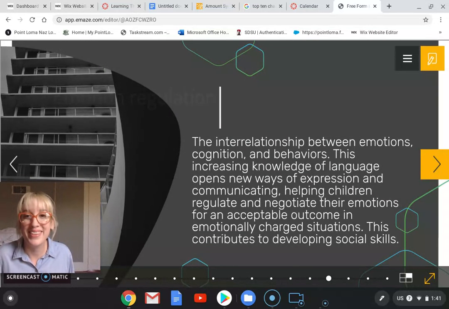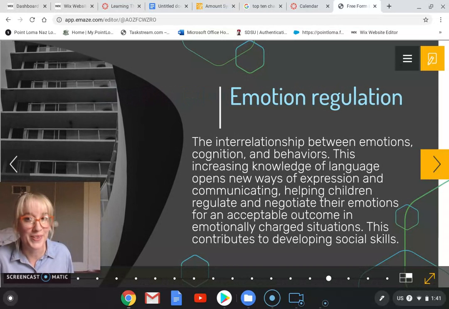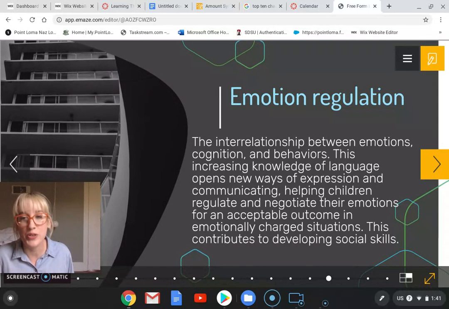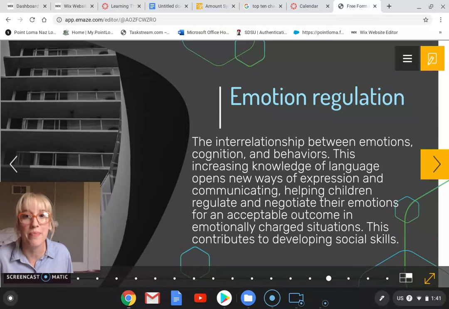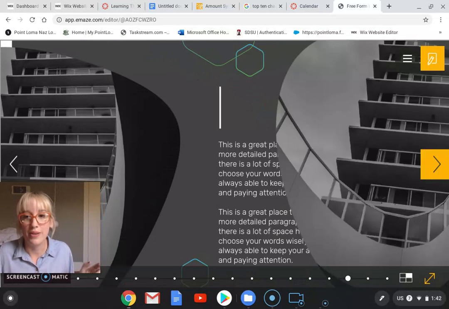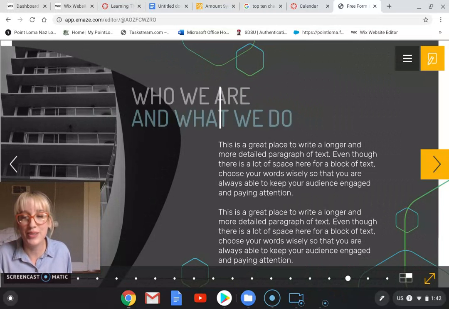The next term we learned about in our readings, emotional regulation. It's really important. It's this interrelationship between emotions, cognition, and behaviors. As a child is gaining all this new language acquisition, it's opening up new ways to express and communicate. So emotion regulation helps children regulate and negotiate their emotions to have a good outcome in an emotionally charged situation, which develops social skills.